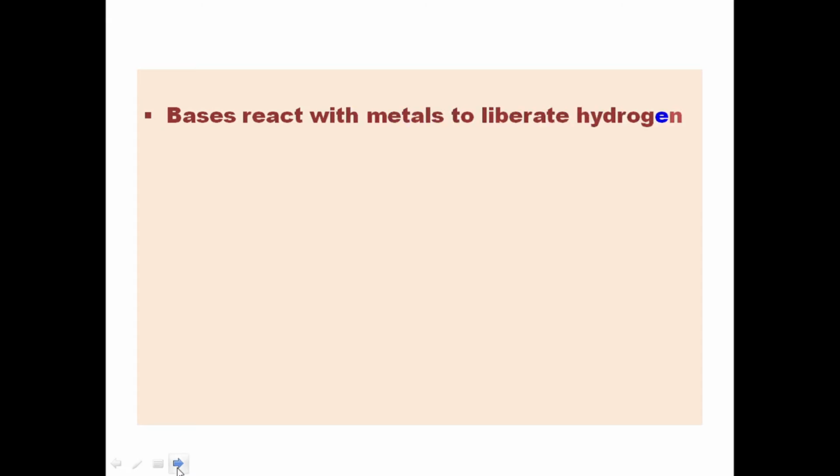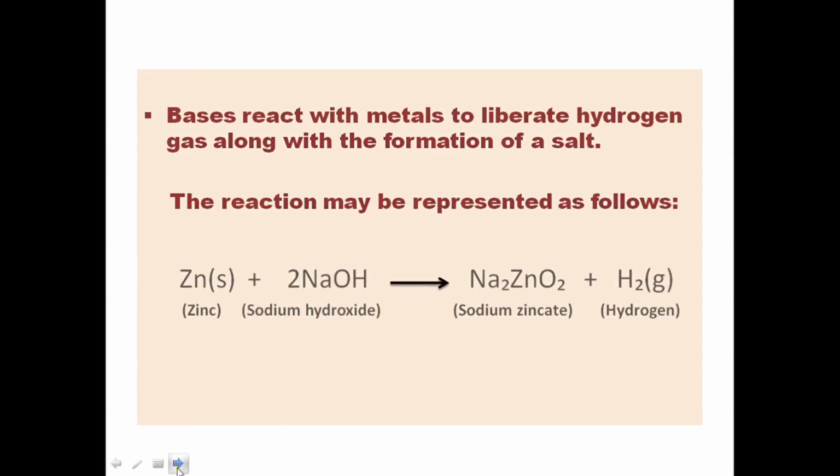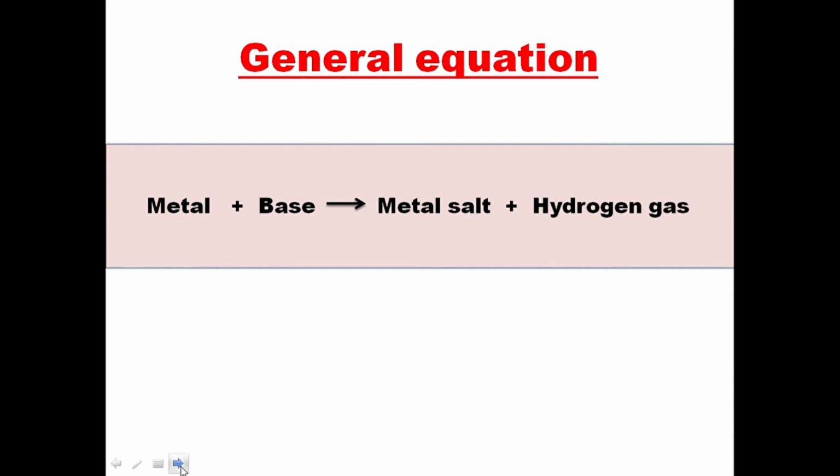So bases react with metals to liberate hydrogen gas along with the formation of a salt, and the reaction is represented like this. Similar to the previous one, zinc as a metal, and as the base we have taken sodium hydroxide. You can also take potassium hydroxide. Then hydrogen gas and sodium zincate are formed. Sodium zincate is our metal salt over here. So the general equation for this type of experiment is metal reacting with base to form metal salt and hydrogen gas.